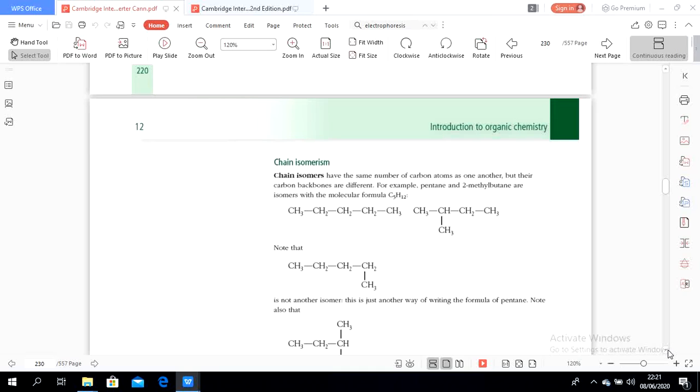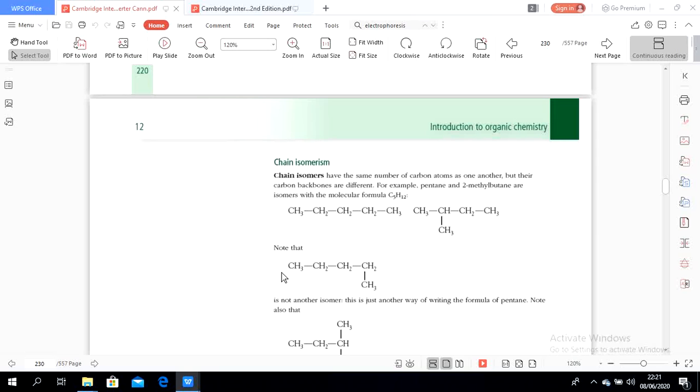Isomers with the molecular formula C5H12: pentane. This one is the pentane structure, aliphatic, while this one is the isomer. This is called chain isomerism. Chain isomers have the same number of carbon atoms as one another, but their carbon backbones are different. So here in the backbone there are 5 carbon atoms, while here it consists of 4 carbon atoms. This is the difference of chain.